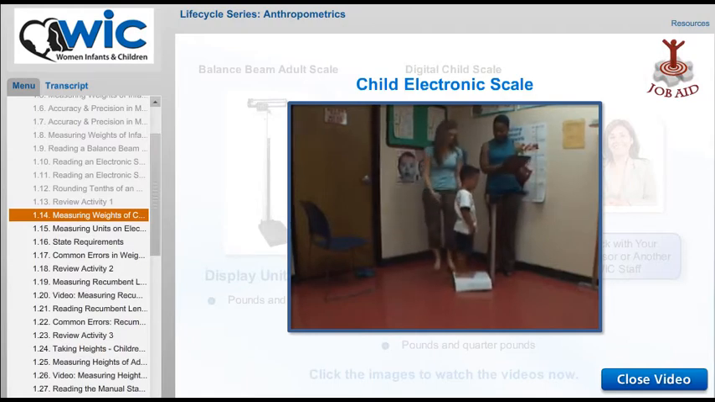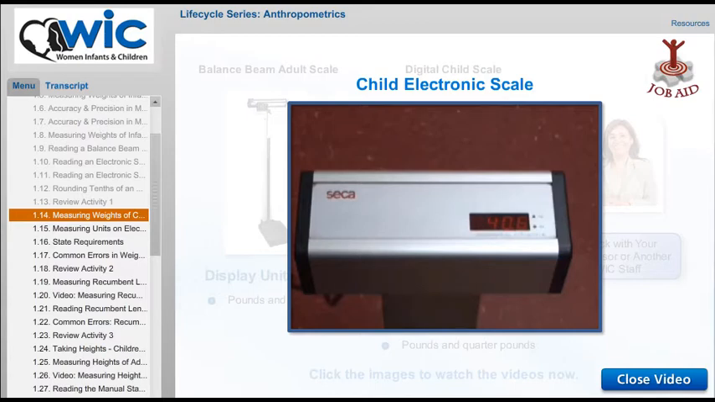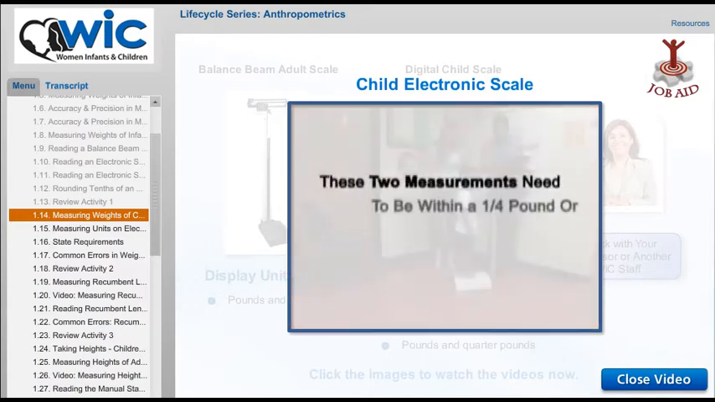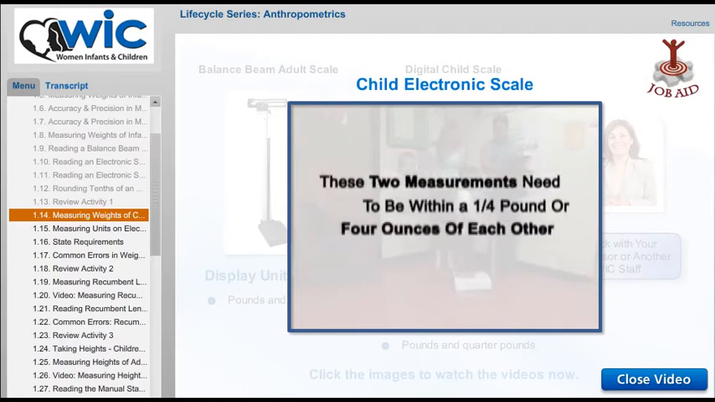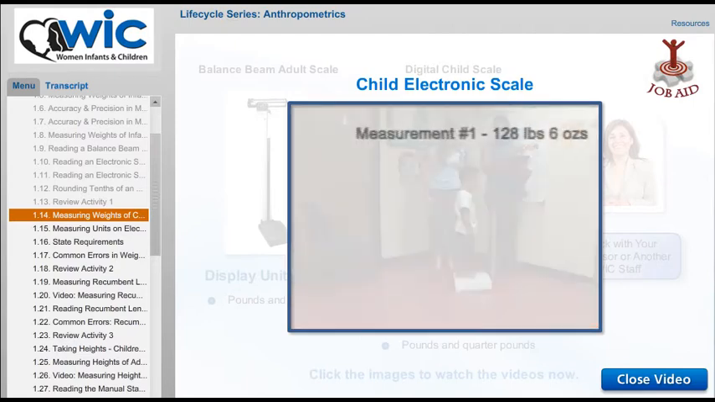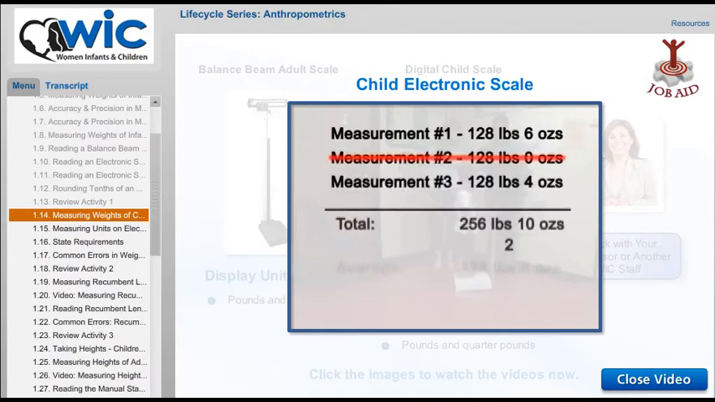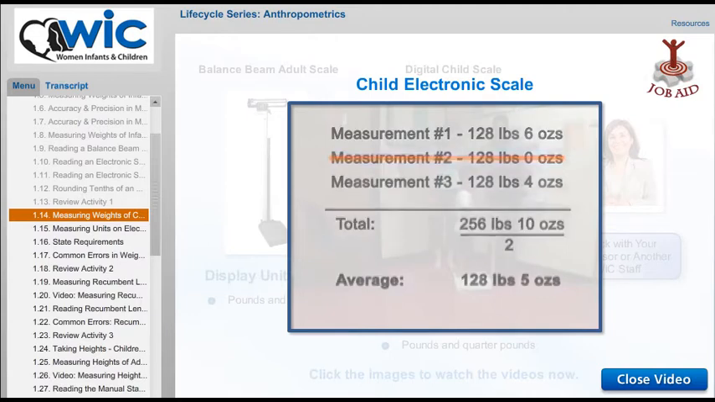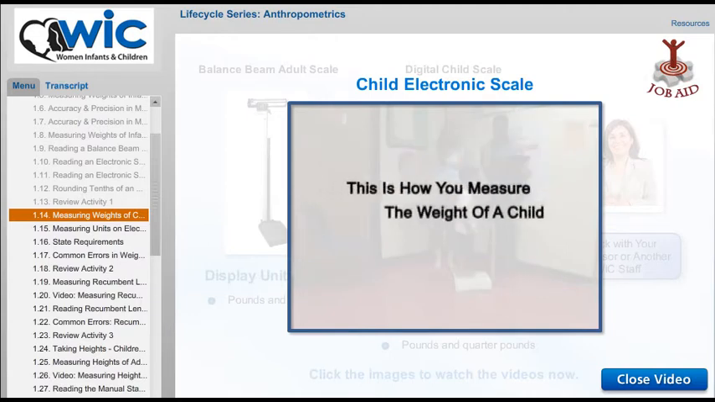If your state requires 2 measurements, you can then have the child step back onto the scale for a second measurement. These 2 measurements need to be within 1/4 pound or 4 ounces of each other. If not, take a third measurement and use the average of the 2 closest measurements. This final value can then be entered in the computer system along with the date it was taken. This is how you measure the weight of a child or of an adult using a digital scale.